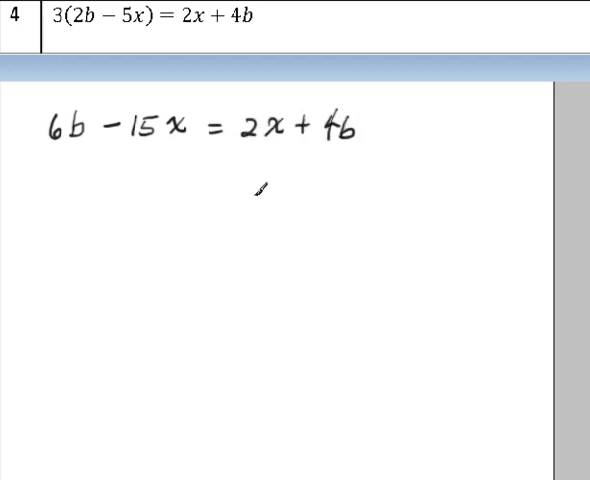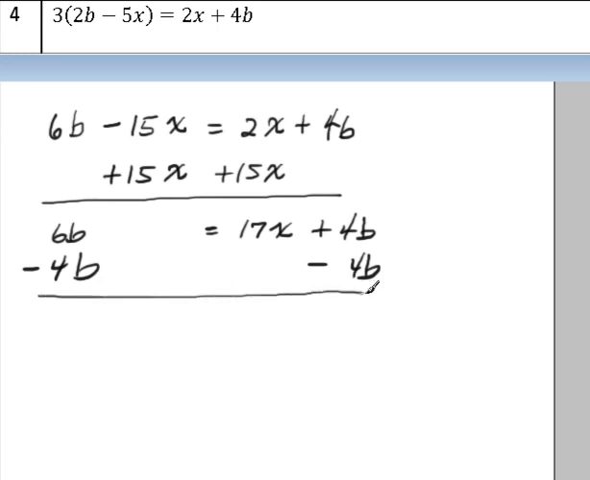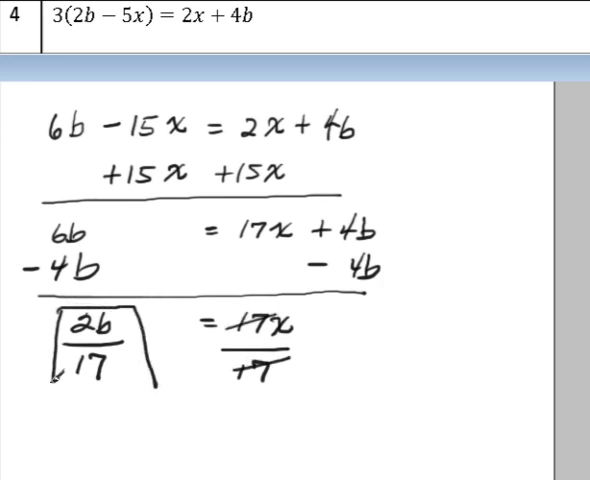All right, let's say we add 15x to both sides. That's gathering together the x terms. So we have 6b is equal to 17x plus 4b. And then we can subtract 4b from both sides. On the left we have 2b is equal to 17x. And then finally just divide by 17. And here's our solution in terms of b. x is equal to 2b over 17.